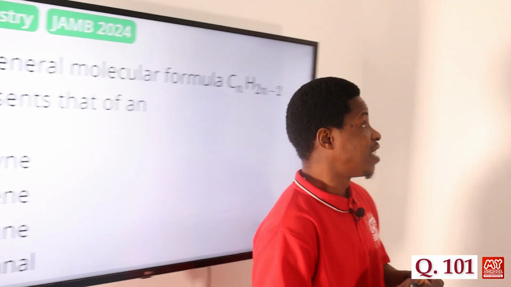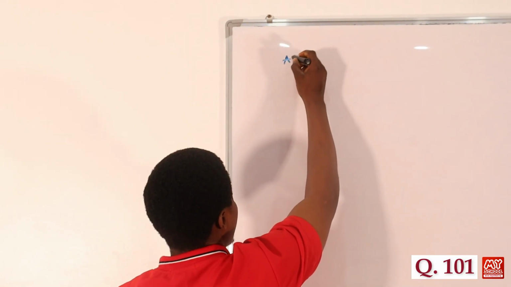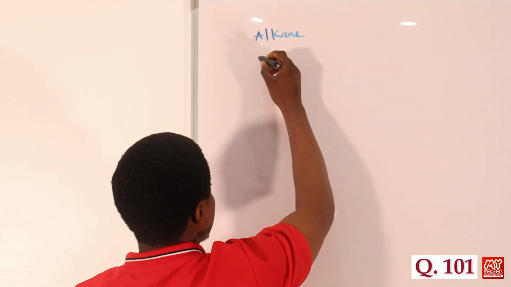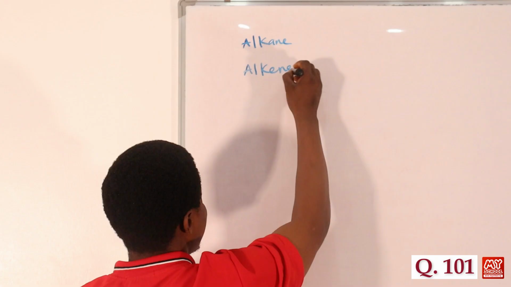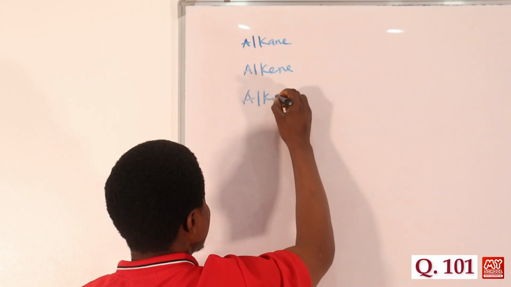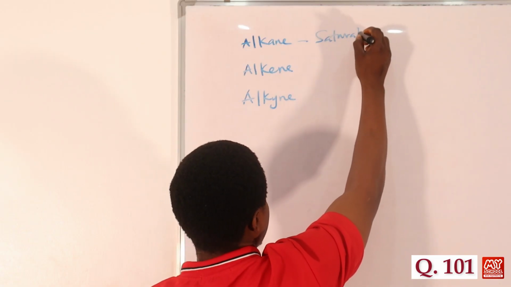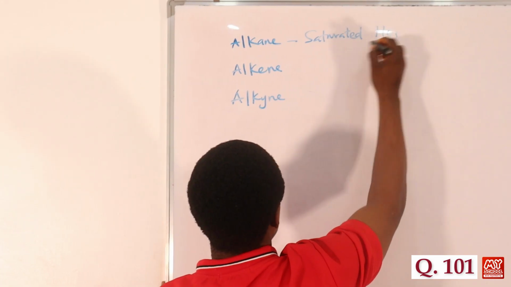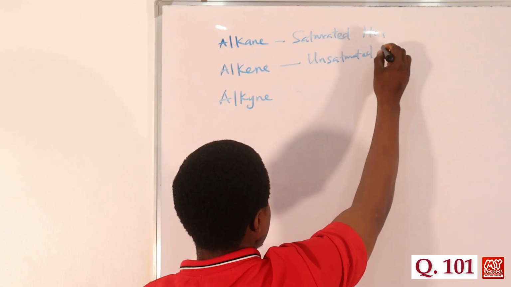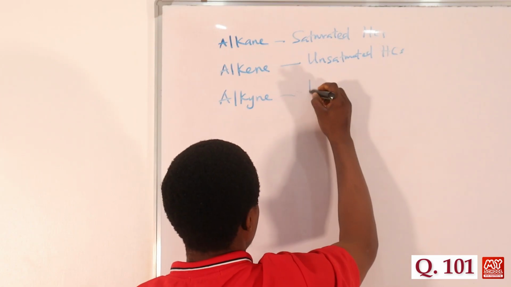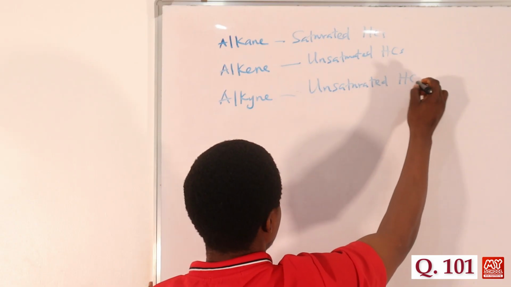Let's move on to the board and see. All hydrocarbons can be classified as alkane, alkene, E-N-E, and alkyne. The alkanes are the saturated hydrocarbons, the alkenes are unsaturated hydrocarbons, and the alkynes are also unsaturated hydrocarbons because of their double bond and their triple bond respectively.